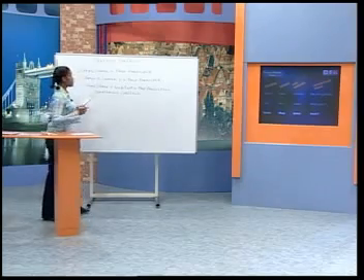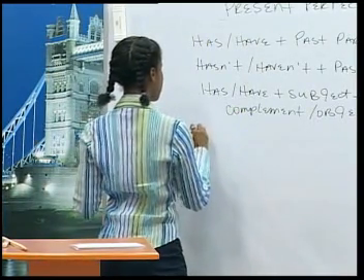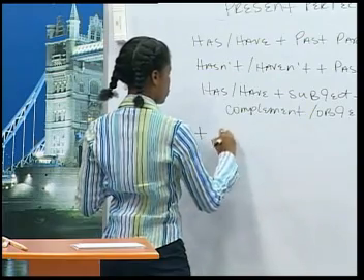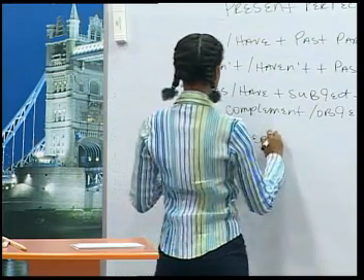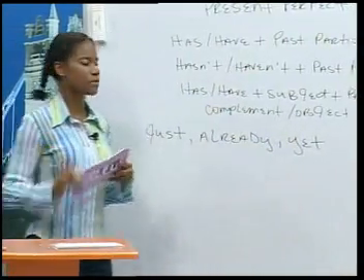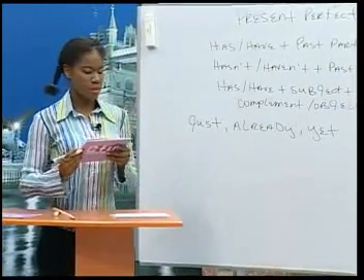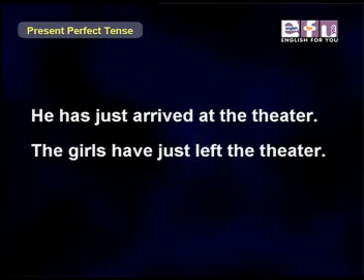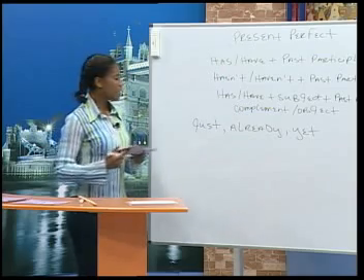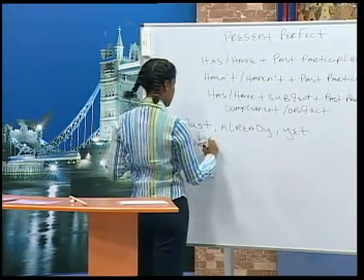Now we can also use some words to help us know it's going to be present perfect. For example, just, already, and yet. Just means a short time ago. For example, he has just arrived at the theater. The girls have just left the theater.